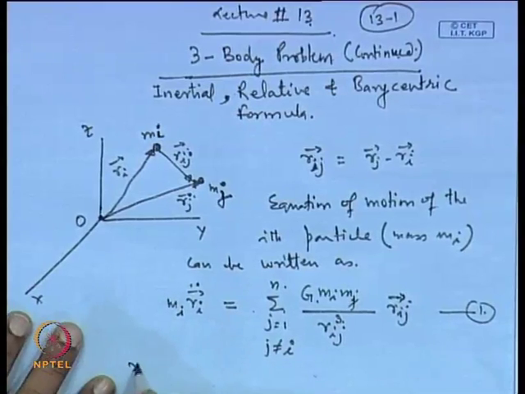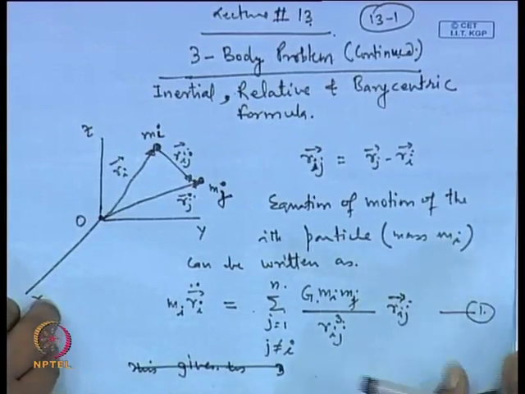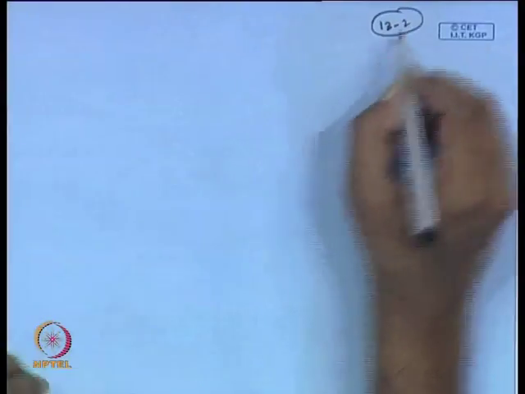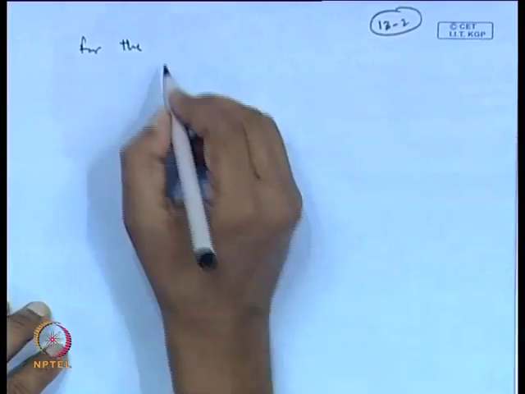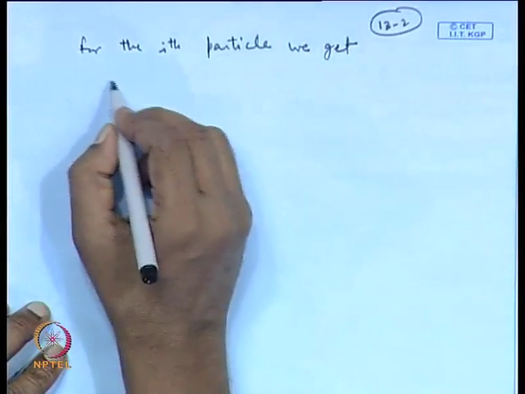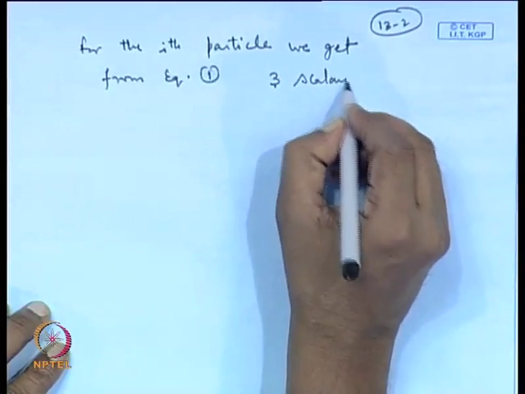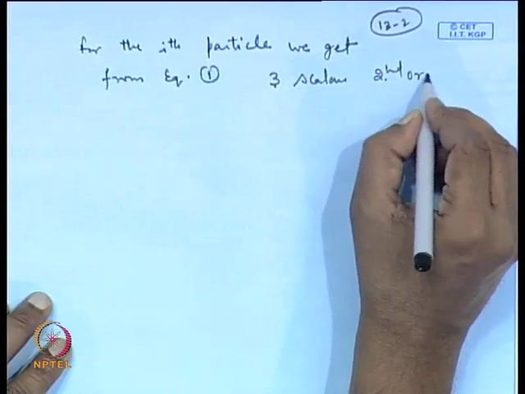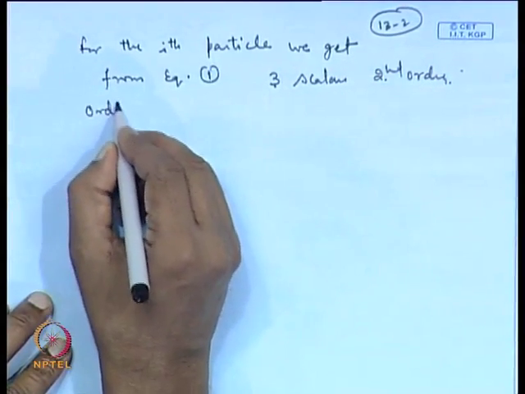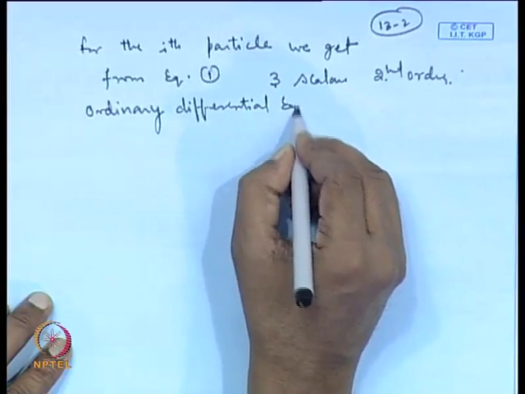So, this gives us 3 scalar second order ordinary differential equations for the ith particle, from equation 1.